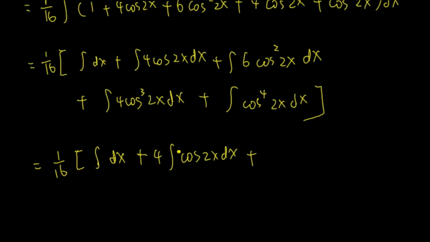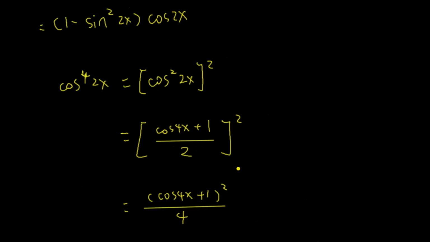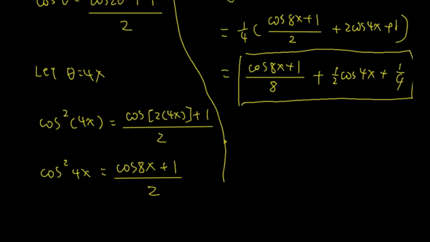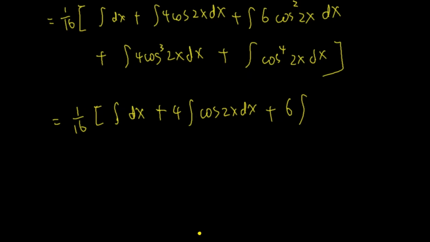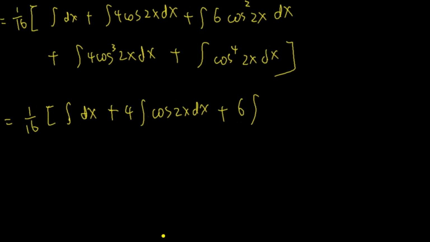So 4 integral this times 6, move the constant out of the integral, 6 times cosine squared 2x. And we say cosine squared 2x is cosine 4x plus 1 over 2 dx.